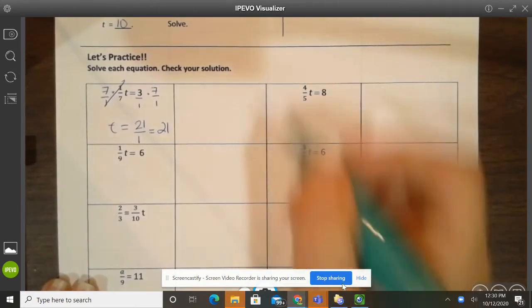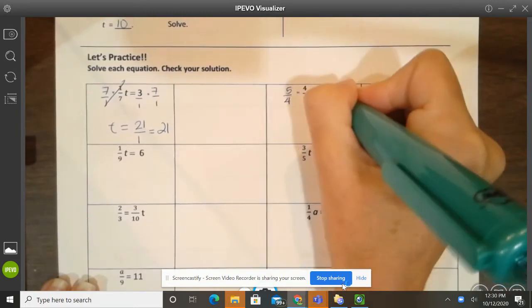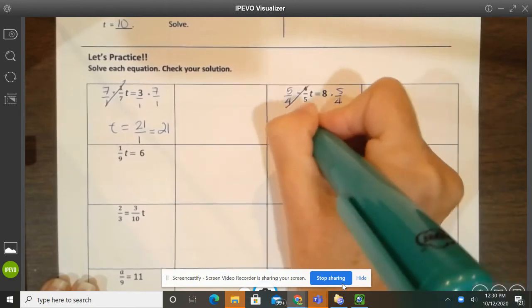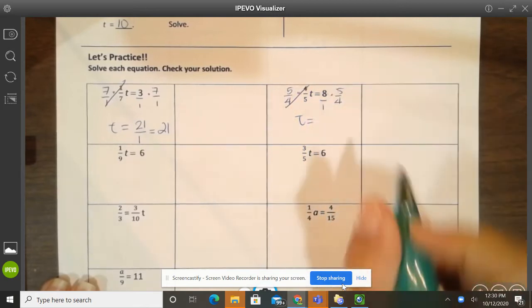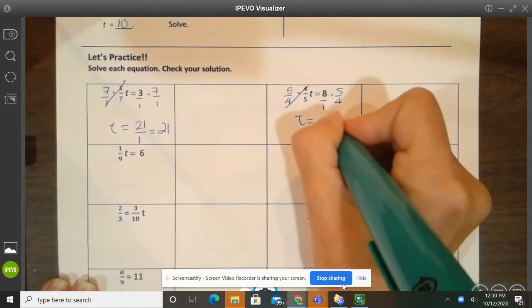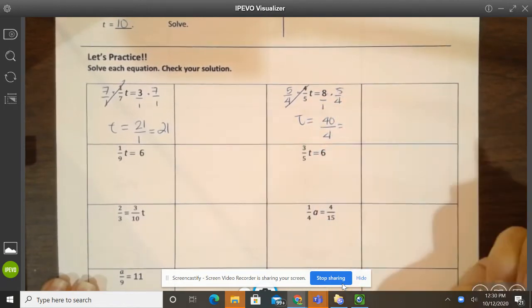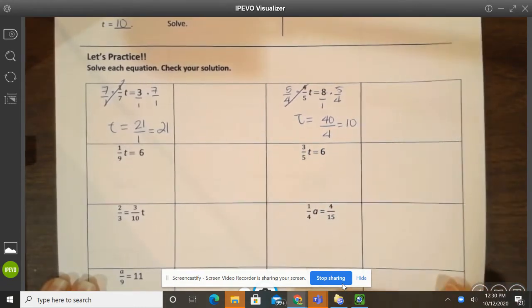Okay, then we try this one. 5 over 4, 5 over 4 on this side. That goes away on this side because that's the reciprocal. And then over 1. And then you multiply numerators. So that's 8 times 5. That's 40. And then 1 times 4 is 4. And then 40 divided by 4 is 10. And that's your answer.